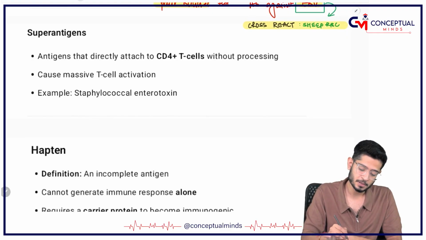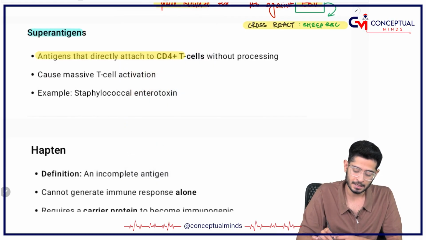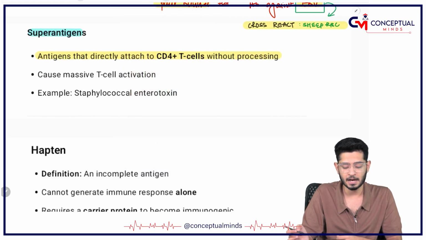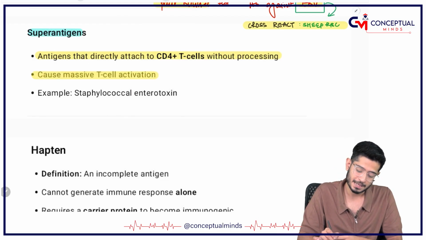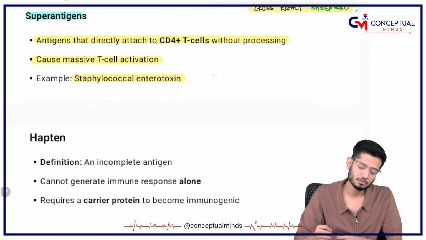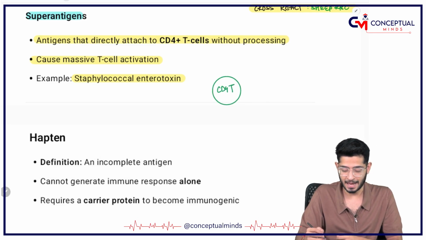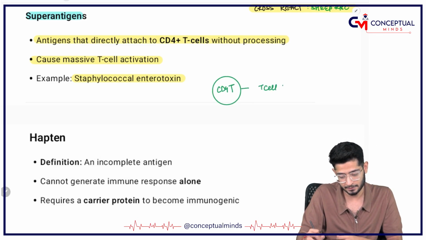Coming on to one more concept, what is the meaning of super antigen? Remember, the antigens that directly attach to CD4 T cells without processing are called super antigens, and they cause massive T cell activation. For example, Staphylococcus enterotoxin. So Staphylococcus enterotoxin is going to directly attach to CD4 T cells without getting processed. That's why they are known to cause massive T cell activation. Because it is massive T cell activation, it is called a super antigen.